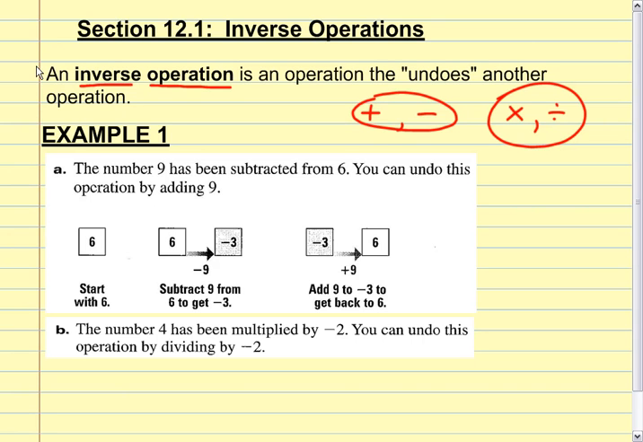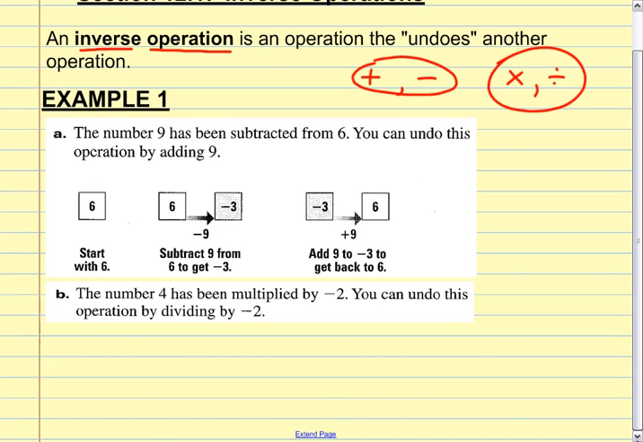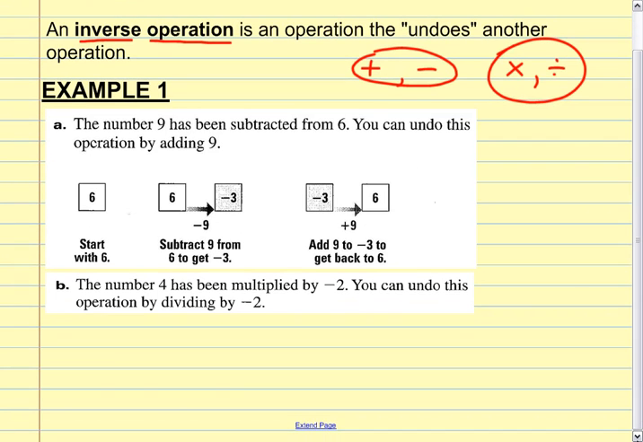But they do some special things today. They have what's called box models. So I wanted to make you aware of it because it's going to be a part of your homework tonight. Okay? So example number 1, they've got this box model for us. It says the number 9 has been subtracted from 6. You can undo this operation by adding 9. So the first thing they did is they started with 6. They've got this box with 6 in it. And then they subtracted 9 from the 6, and it gave us -3. Okay? Now, if we want to undo this, we start at -3 and we add 9 to go back to 6. Does that make sense, Carson?